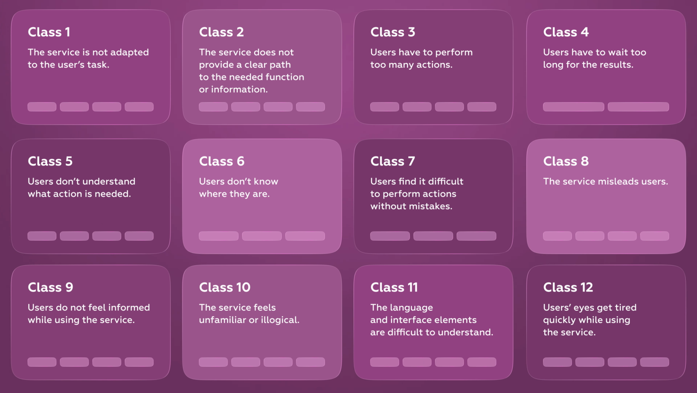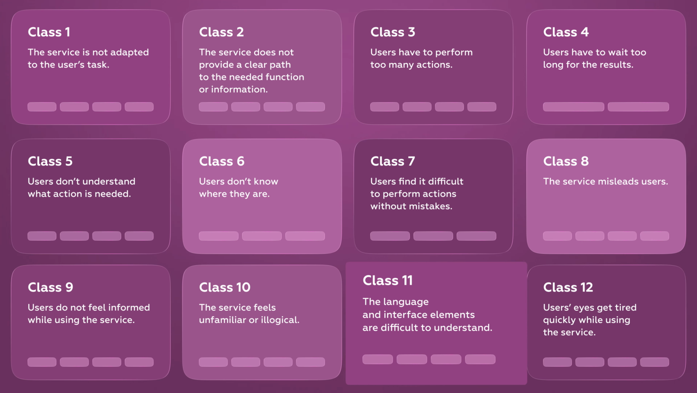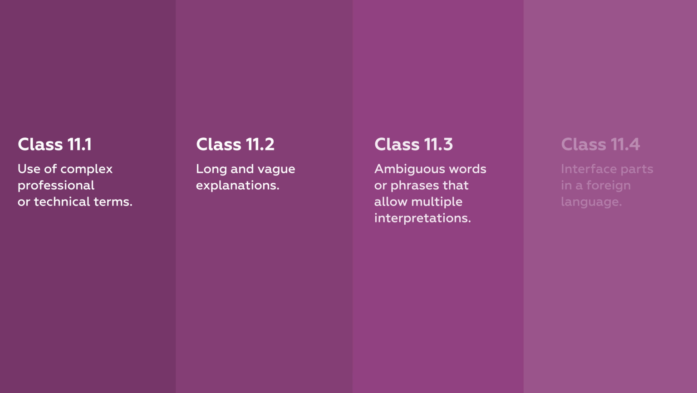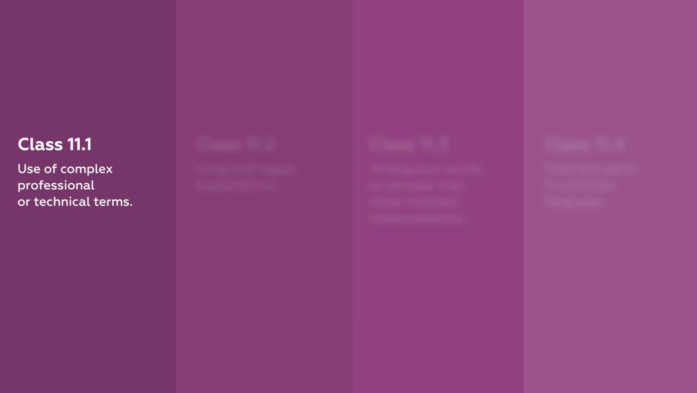Welcome back to our series on UX problem classification. At Markswebb, we have classified the most common UX problems that digital services face. Today, we will talk about an important UX problem when the language and the interface elements are difficult to understand. In our UX problem classification, this is class 11. More specifically, we will look at subclass 11.1, use of complex professional or technical terms.